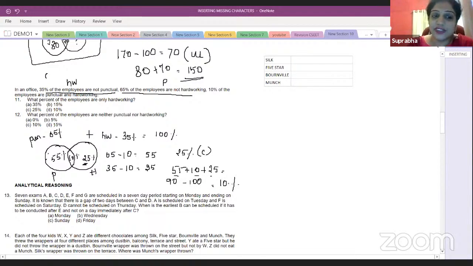Total: 55, 10 and 25 when I add. That is 55% who are punctual, 10% who are both punctual and hardworking, and 25% who are only hardworking. If I add them up, I get 90%. So what is the total strength? What is the total percentage we have already calculated? 100% is the strength of the employees. So 100% minus 90%, obviously it will give me 10%. So 10% are neither punctual nor hardworking employees.